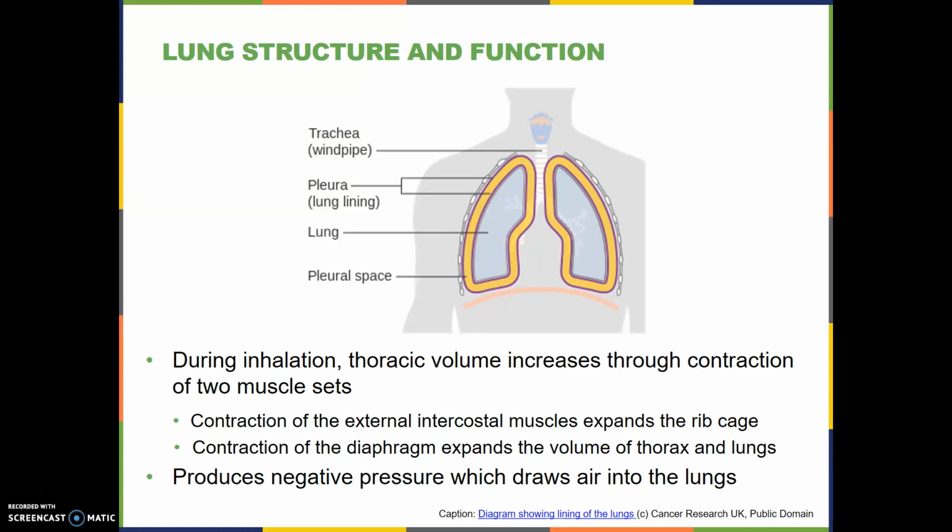The lining of the lungs is called the pleura, which is a type of serous membrane. So it's a very thin membrane that has 2 layers, one layer that touches the lungs called the visceral pleura, and then one layer that lies against the chest cavity wall called the parietal pleura. So in the next section, we'll talk about inhaling and exhaling.